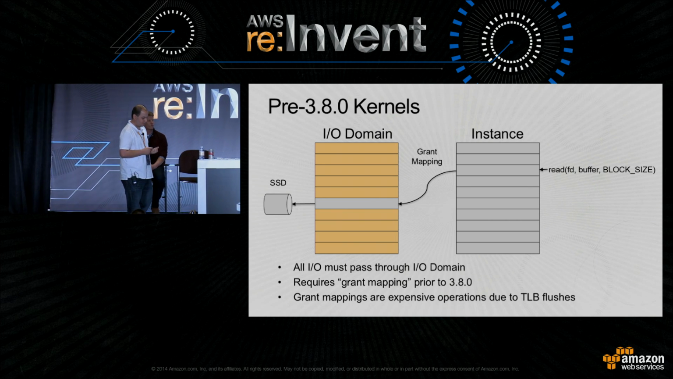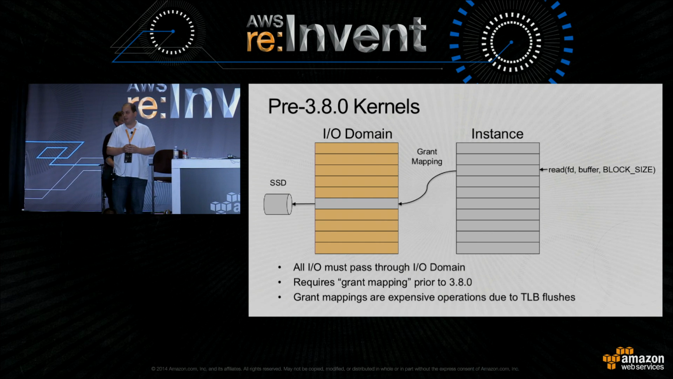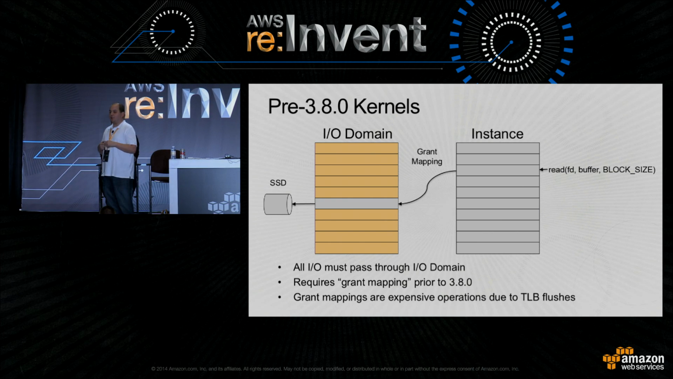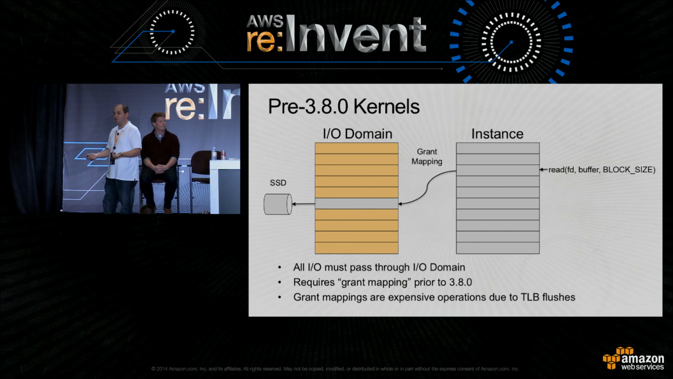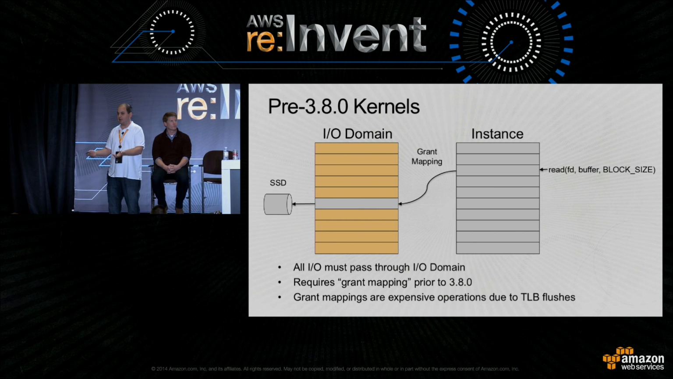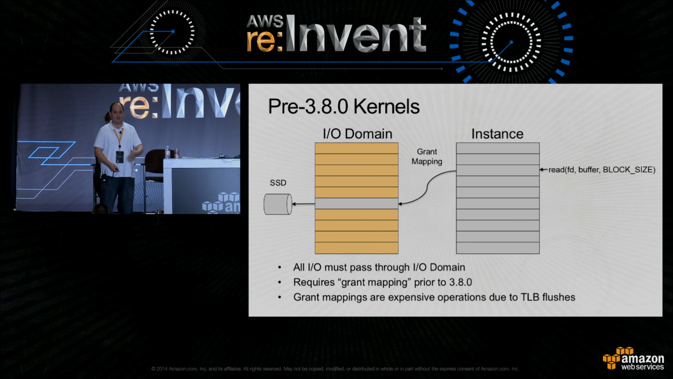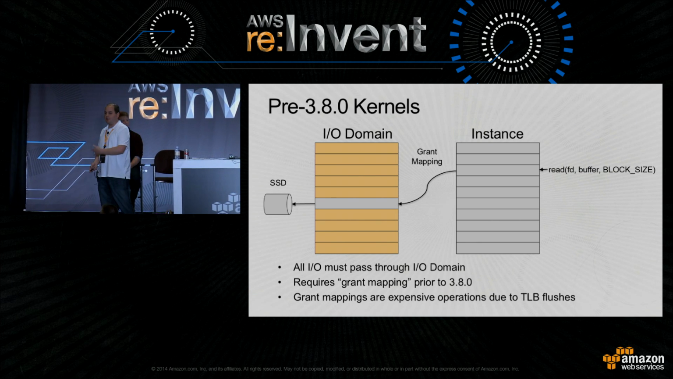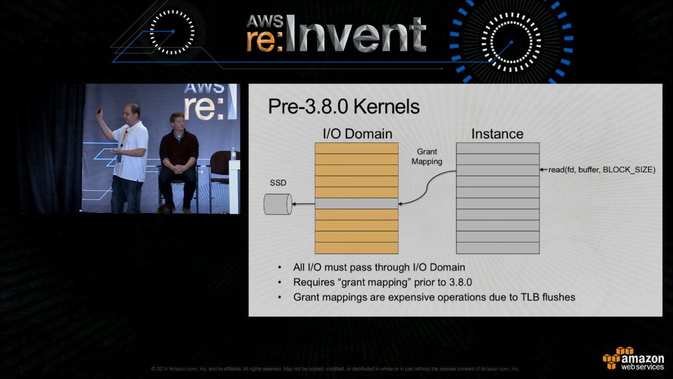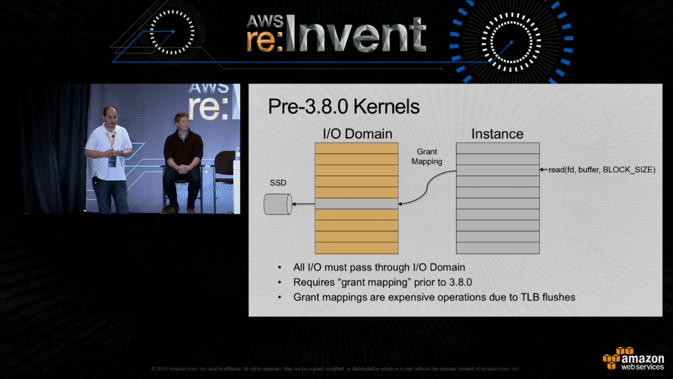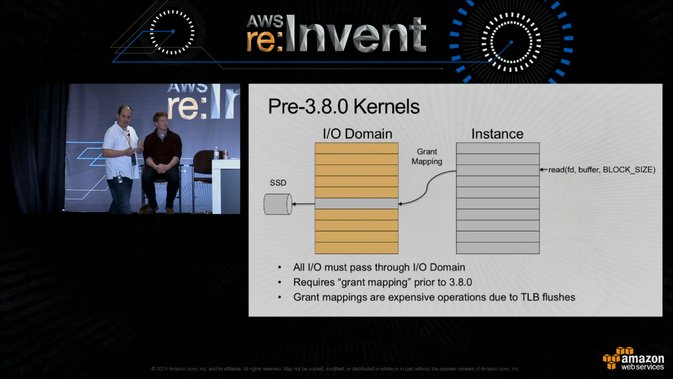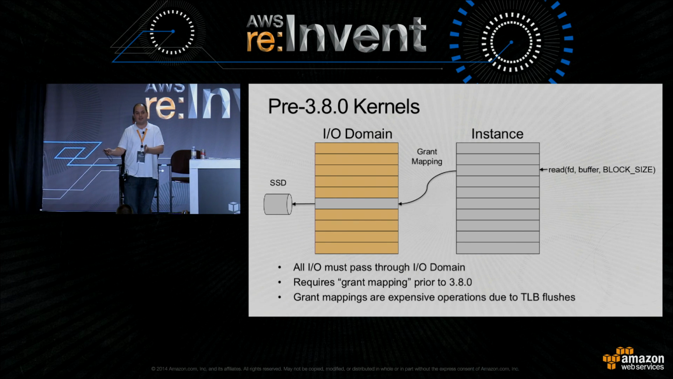So prior to the 3.8 kernel, every time your instance wanted to do some I/O, for instance, at some layer on Linux, something's going to make a read system call. It might be through layers of Java library, or it might be written in assembly, but something is going to do a read system call. And it's going to have a memory buffer that says, I want to read data to this location in memory.